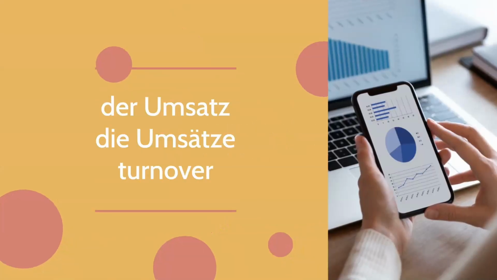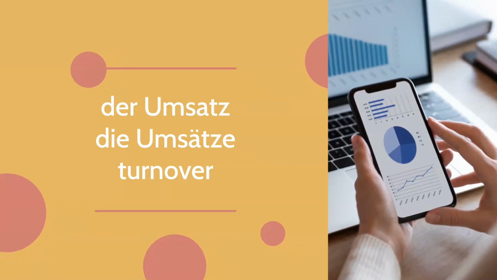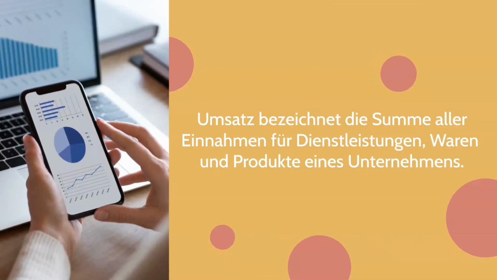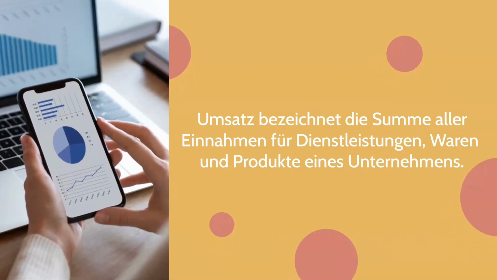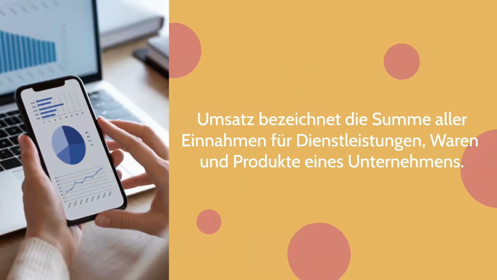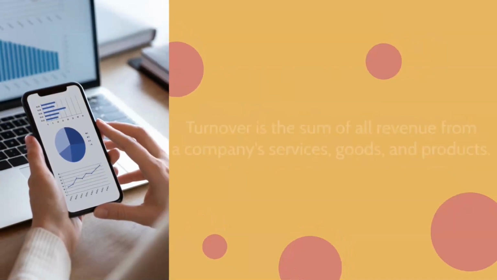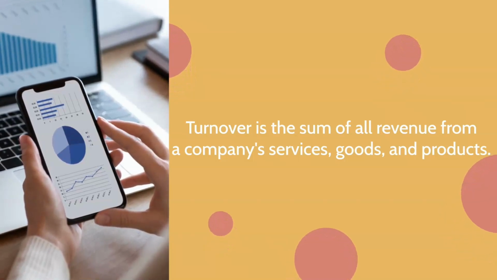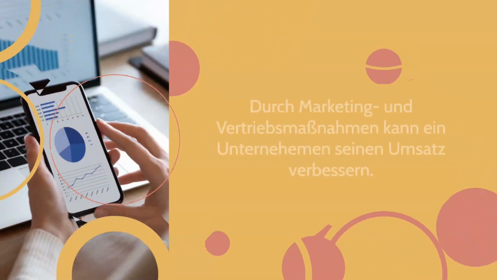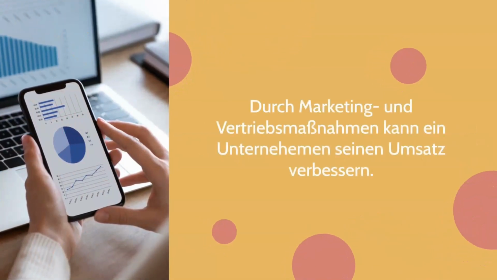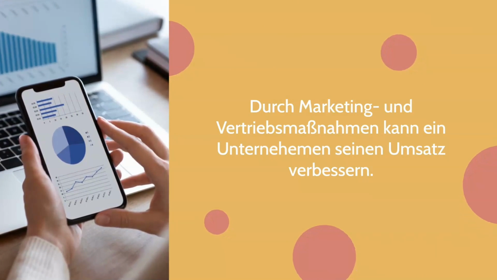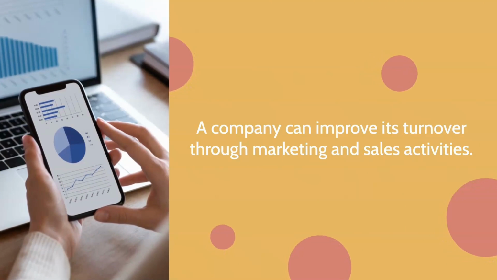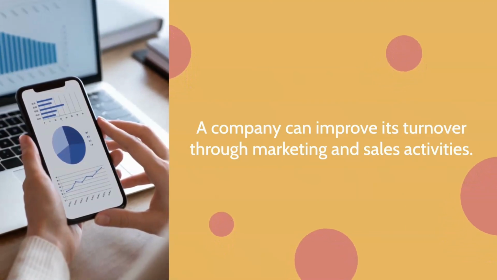Der Umsatz, die Umsätze, Turnover. Umsatz bezeichnet die Summe aller Einnahmen für Dienstleistungen, Waren und Produkte eines Unternehmens. Turnover is the sum of all revenue from a company's services, goods and products. Durch Marketing- und Vertriebsmaßnahmen kann ein Unternehmen seinen Umsatz verbessern. A company can improve its turnover through marketing and sales activities.